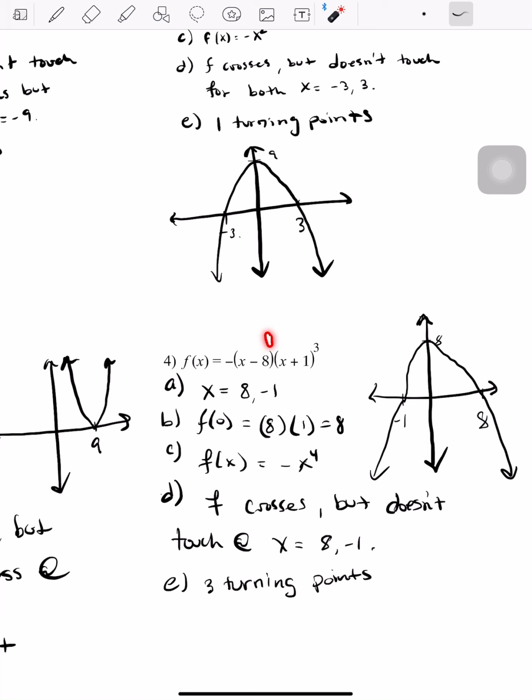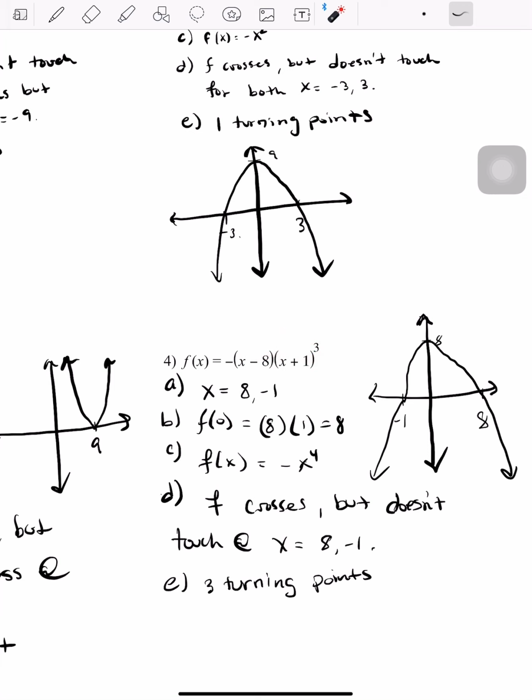The intercept 8 has a multiplicity of 1 because look at its exponent right here. It's just 1. The multiplicity of 1 is 3 because if you look at its exponent, it's 3. Now, remember that crossing and touching is all about odd or even. Because both of these are odd, they both touch. So you could put them down as one whole answer.